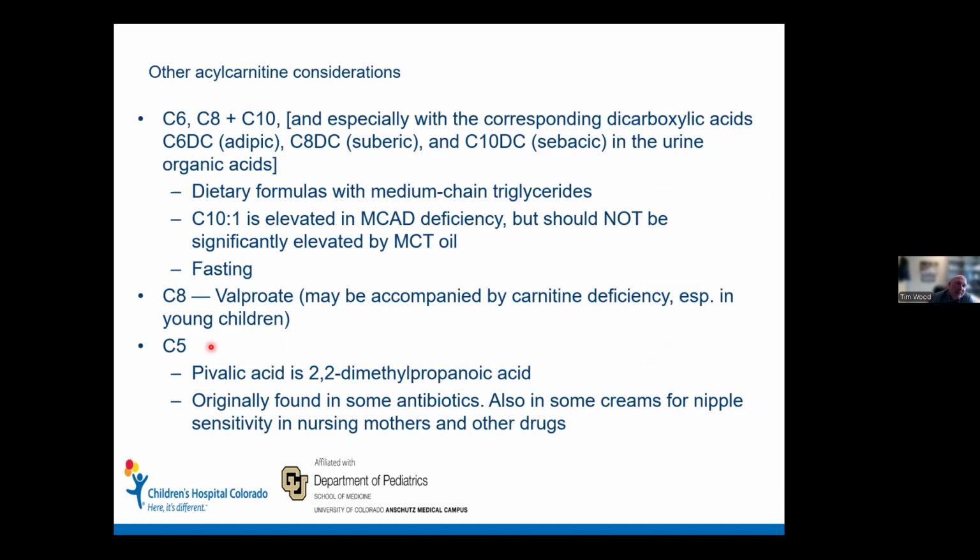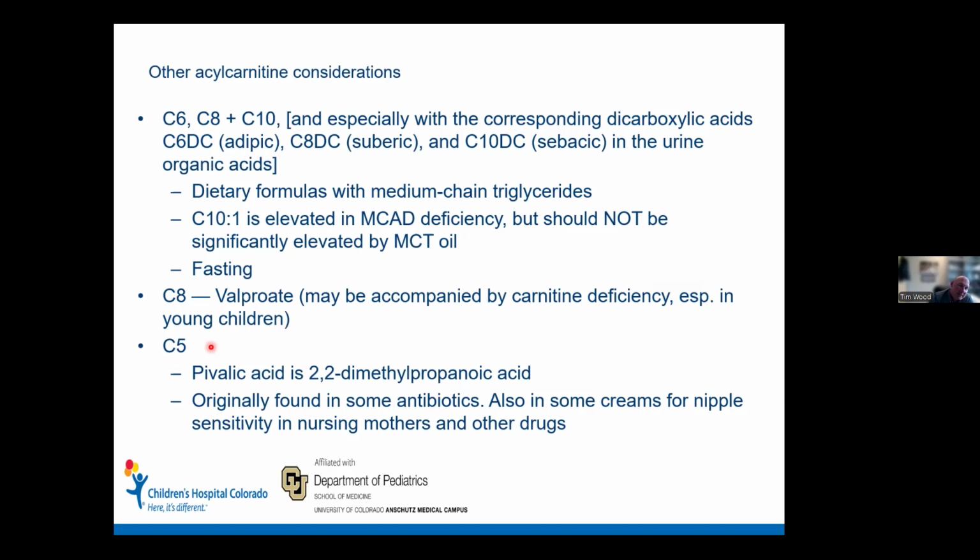So what can you get? You get a patient that's on MCT. You can see elevations in the medium chains, and this may make you think a little bit about MCAD, but typically the C10 is going to be higher than C8, so that ratio can help you out. Keep in mind that you can get elevations of C8 sometimes in patients who are on valproic acid.